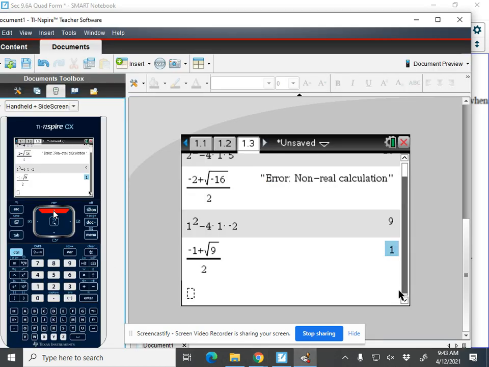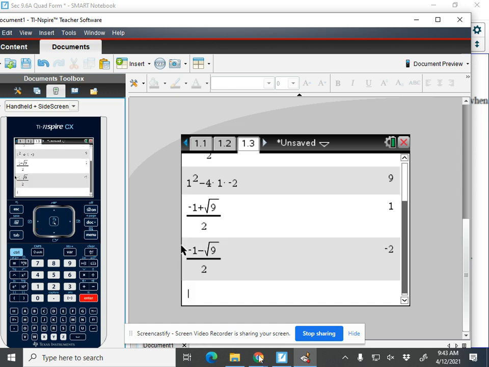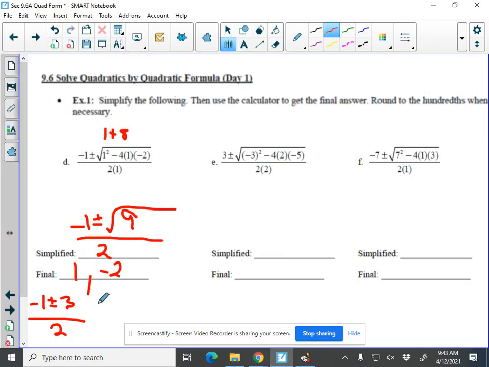I'm going to copy. If you press up and you highlight it, if you got your highlighter on here and you hit enter, it copies it. Then you can back up only the plus sign, put in a minus sign, and see if we get it right. We got -2.